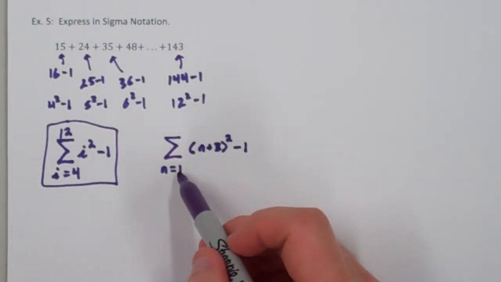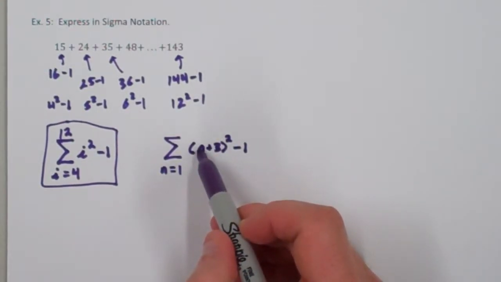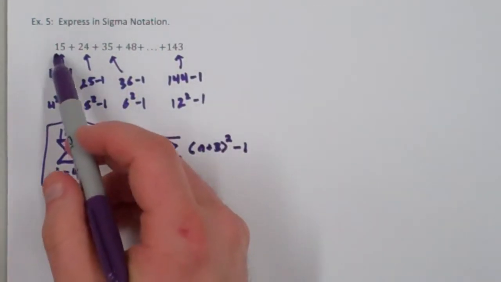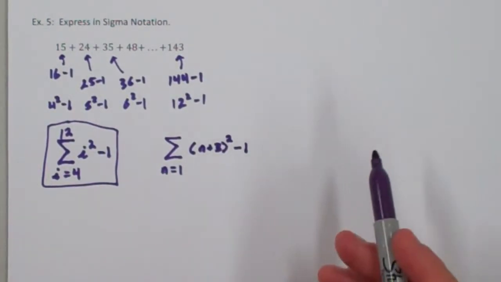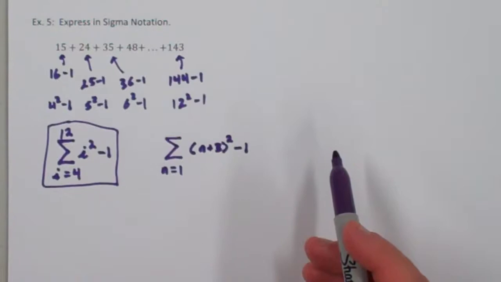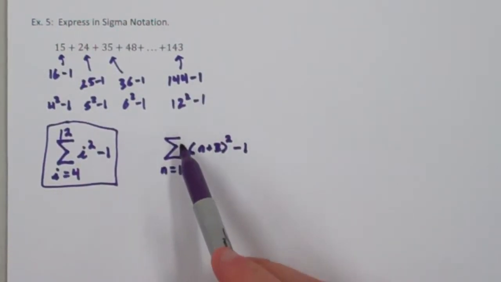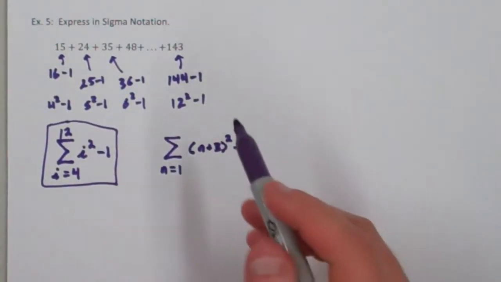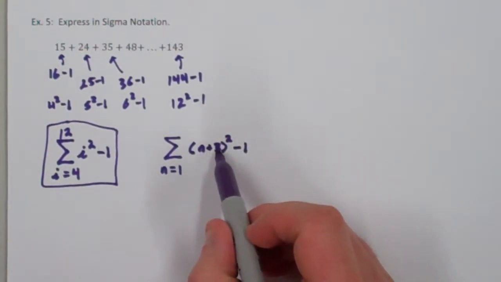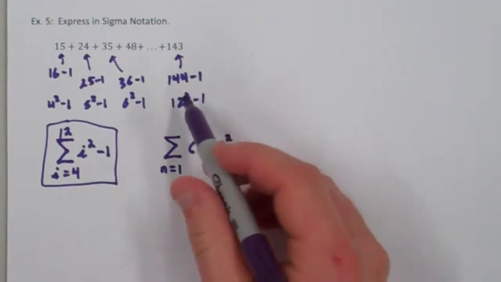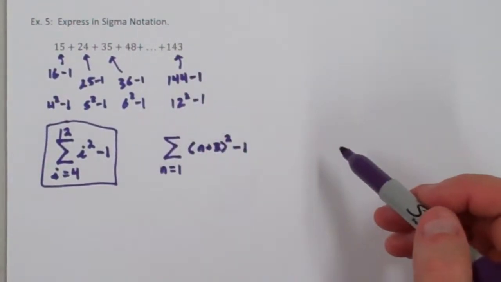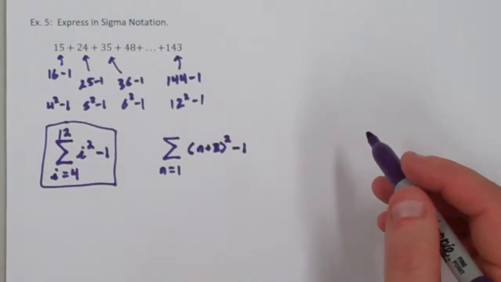And you can see this does work. For the first one, it'd be 1 plus 3, or 4 squared, minus 1, which is 15, and you can follow that through. We need to know where to stop. There's a couple different ways to figure out where to stop for this one. The first way is just to take n plus 3 and set it equal to 12, or you can set this whole thing equal to this last term of 143 and solve from there.